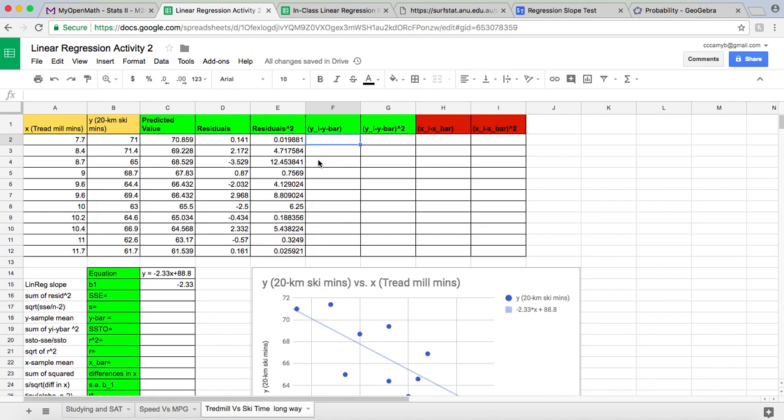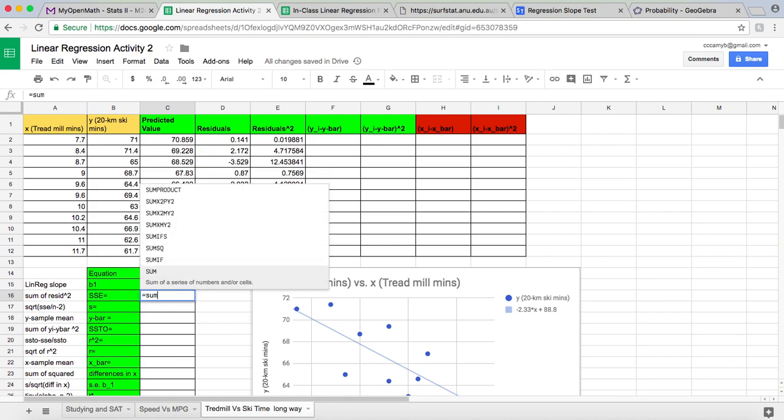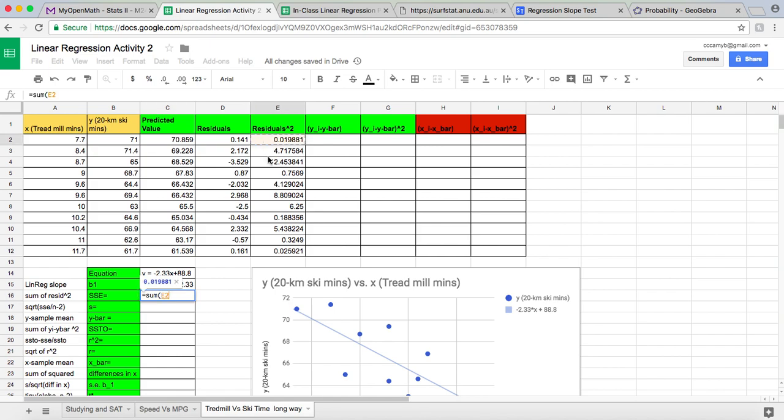So let's see. So the sum of the residual squares, that's what we're going to have next. So the SSE, that is the sum of these guys. So we're going to say equals the sum of, and now we have to go highlight them. If you are bad at highlighting, you can always type this in. You can find out what the first one is. That's E2, and then colon to the last one, E12, and so it knows that you're trying to sum between E2 and E12.